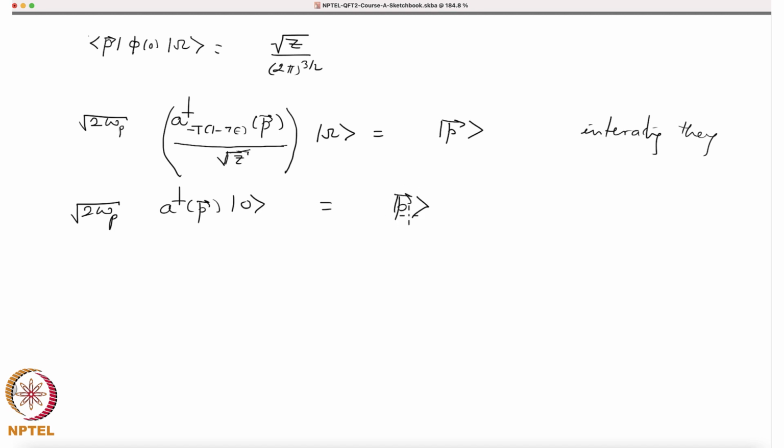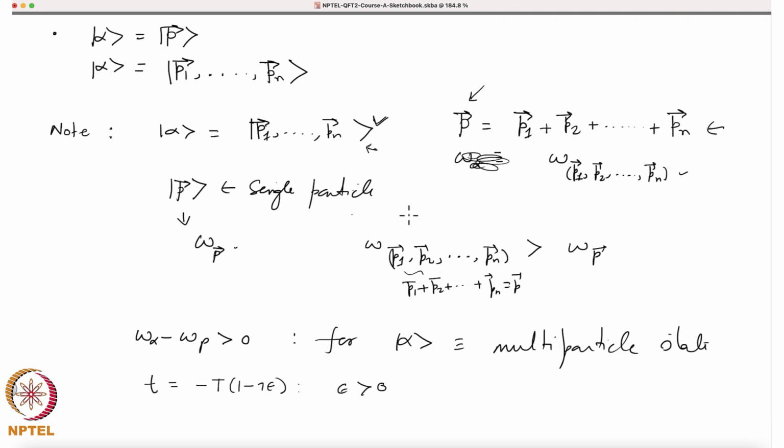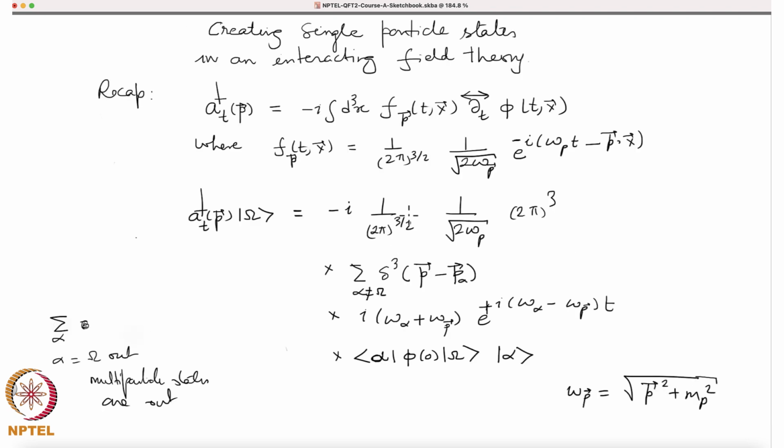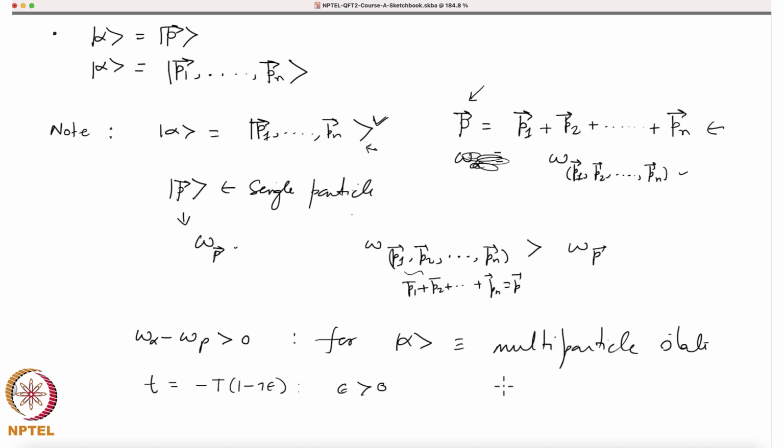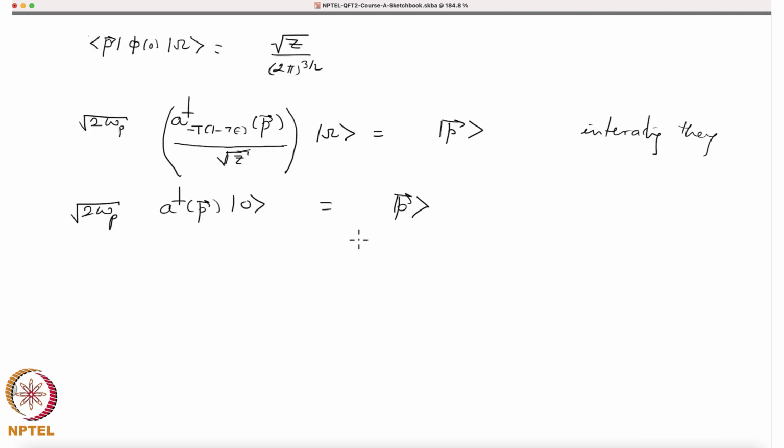Okay, excellent. So what we have basically done is, here, when I wrote these summations over alpha, all these states ket alpha were assumed to be the basis states which were in states. You can choose out states or in states, but here they were assumed to be in states. So what we have done here is we have created a single particle in state.